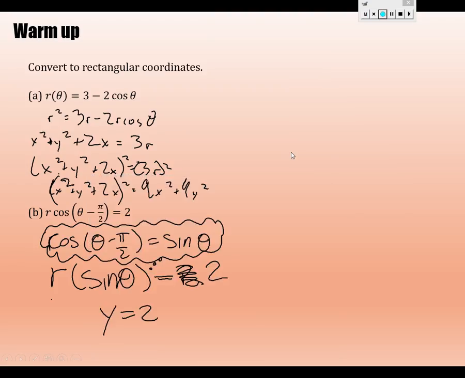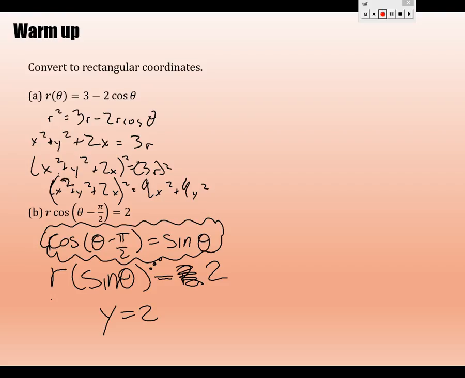Some people were still having issues with the work on the first one. No one has issues on the work on the second one? It just requires that you remember your cosine. There are a couple different ways you could do it. Did anyone use the cosine difference formula? No? Okay, great. In my last class, that's what some people did, but you can do whatever.